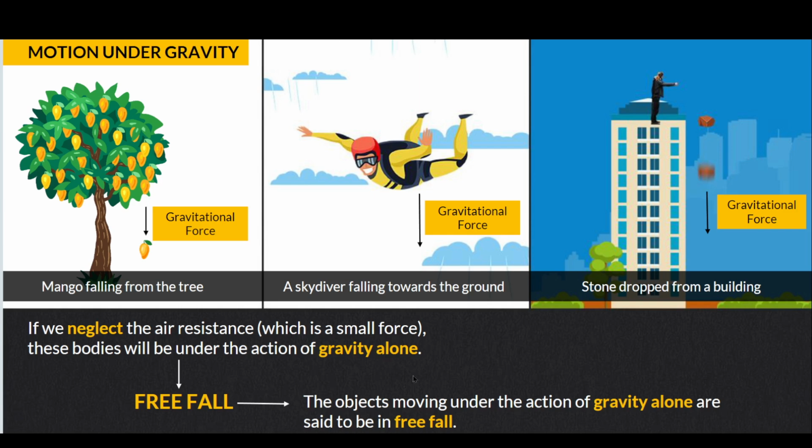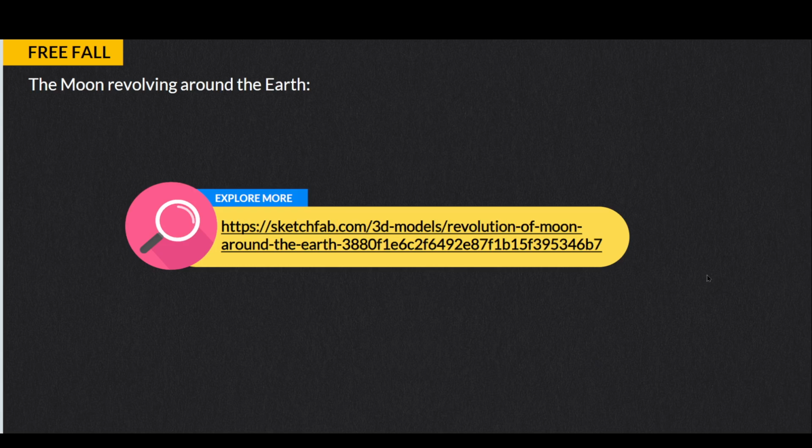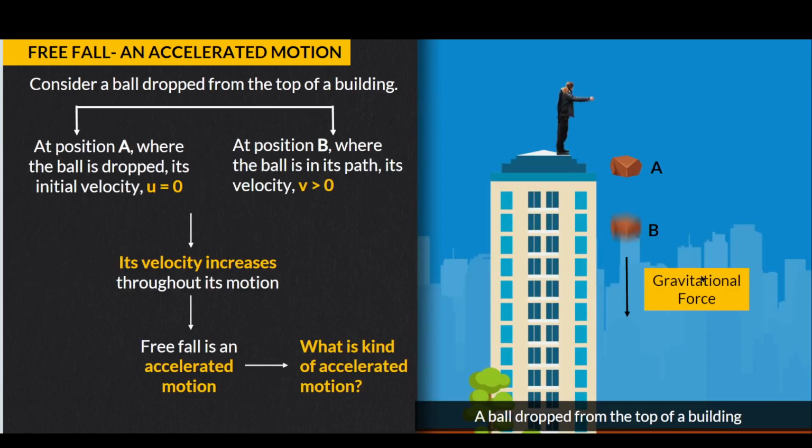And when any body or object is falling only under the action of gravity, it is called free fall. So the objects moving under the action of gravity are said to be in free fall. So now let's see what free fall is and what the conditions are.